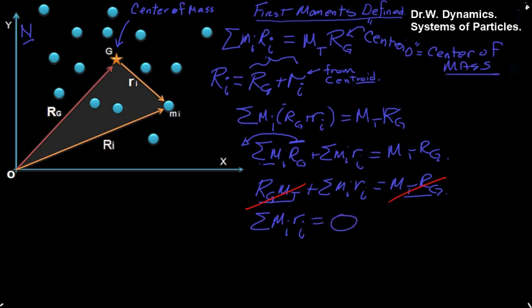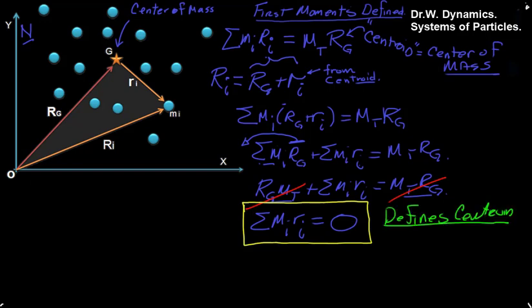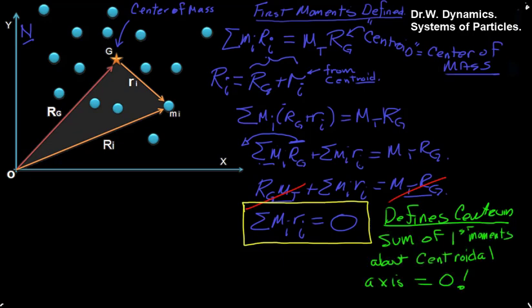And that's important because it defines the centroid. The sum of all the first moments about the centroidal axis has to equal 0. And what it really says is that it's an equal distribution of the mass about that centroidal axis. For every first moment that a mass has on one side of the axis, there's an equal and opposite first moment on the other side, such that they all cancel out, and it's an equal distribution.